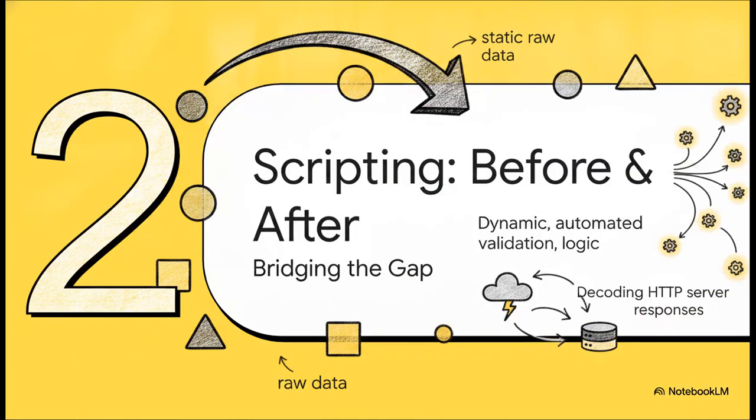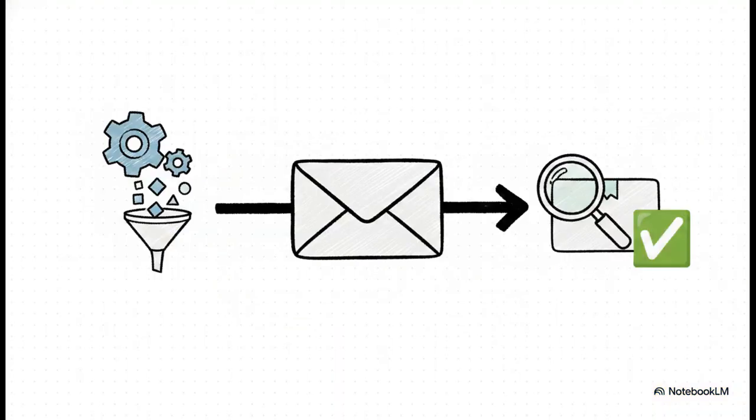Moving right along to Section 2, Scripting, Before and After. Okay, this is where we use JavaScript to bridge the gap between static data and dynamic logic. On the left here, we have pre-request scripts. This code runs before your API request executes, which is absolutely perfect for injecting dynamic data into your request body. On the right side, we have post-response tests. These run after the server actually replies. This is where you're going to write your automated validations, things like checking for a 200 OK status code or making sure a specific string actually showed up in the payload.